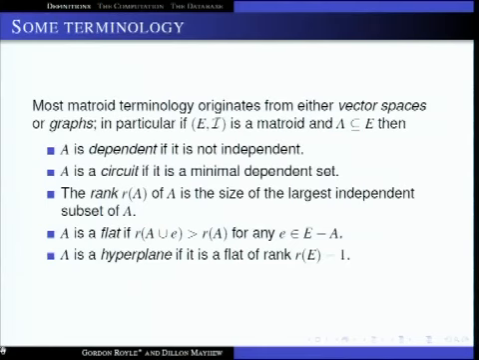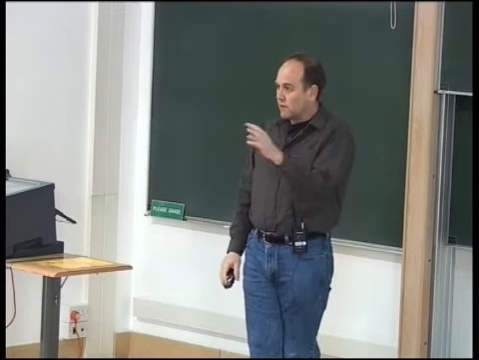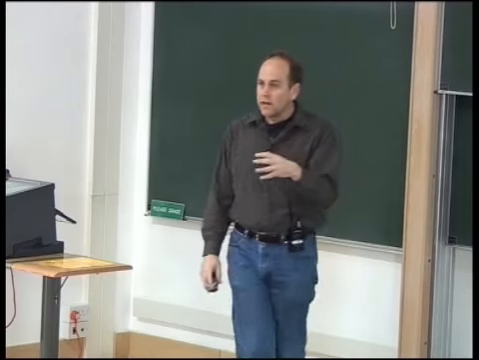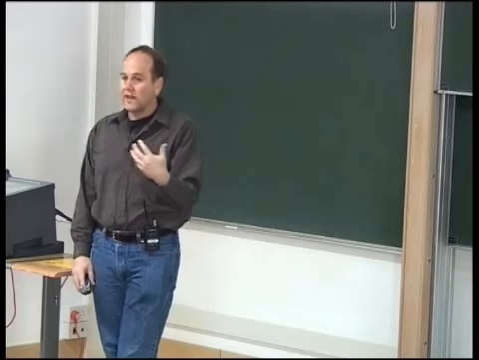If you hear a word in a matroid talk that you don't understand, there's a good chance that it arises from graph theory or from linear algebra, and if you make a guess of what that means in that context, then it will generalize to matroids. So any set that is dependent is just anything that's not independent. A circuit is a minimal dependent set, so a circuit is a cycle, essentially. The rank of a subset of your element set is just the size of the largest independent set contained in it, just as in linear algebra.